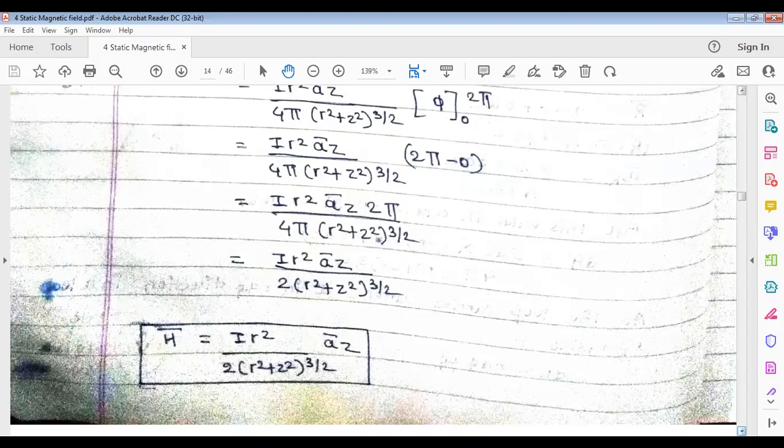Which type of filament is this? Finite, infinite? Infinite. No, it's not infinite. Finite, sorry. No, not finite also. This is a circular ring. Okay. Circular ring or circular loop, you can say.